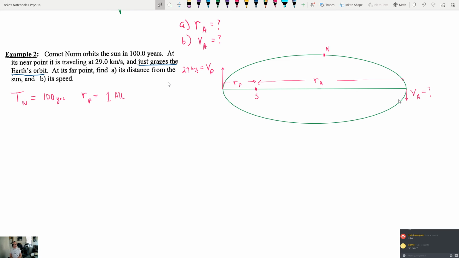So what do you all think we should do? How should we figure this out? What kind of equations can we write down to relate the unknowns in this problem to the things that we do know? How do I know that RP is equal to 1 AU?